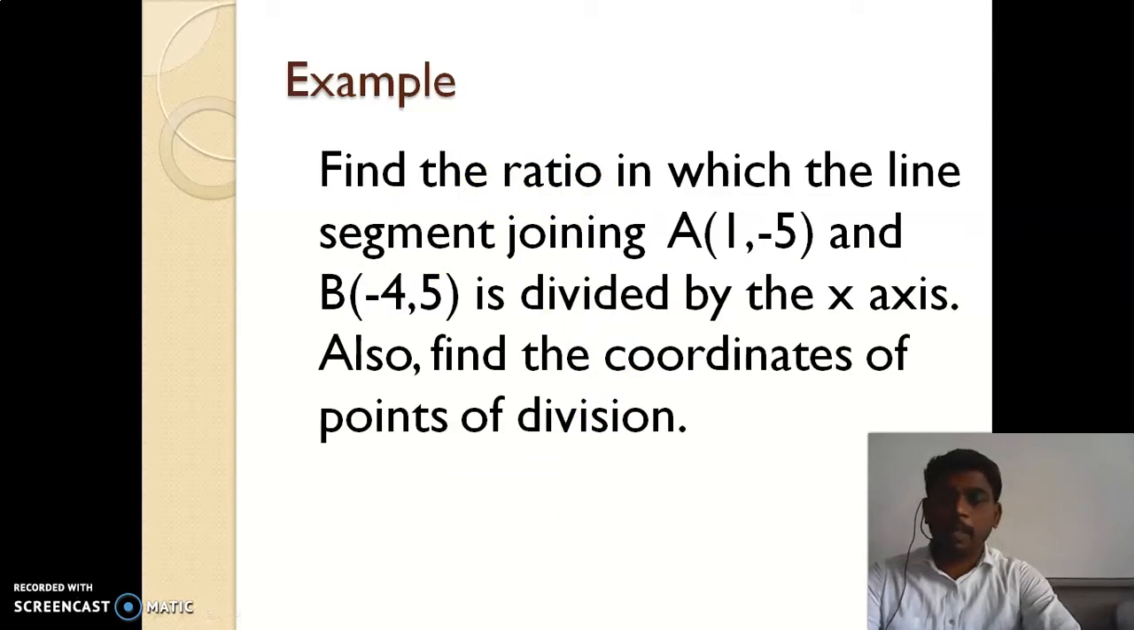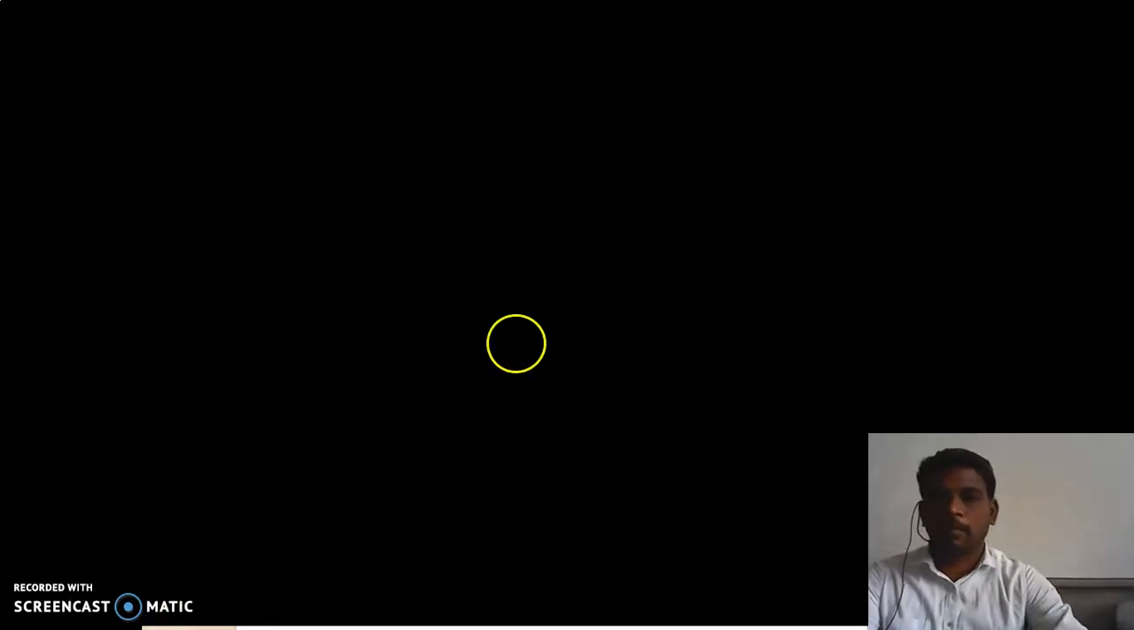You can find out, we can keep M1 and M2 as it is, and then we can substitute the section formula. Okay, but we need the coordinate points. But here the line segment is divided by the x-axis. So x-axis means we can take the point which is on the x-axis. Okay, so let us see the solution video now.